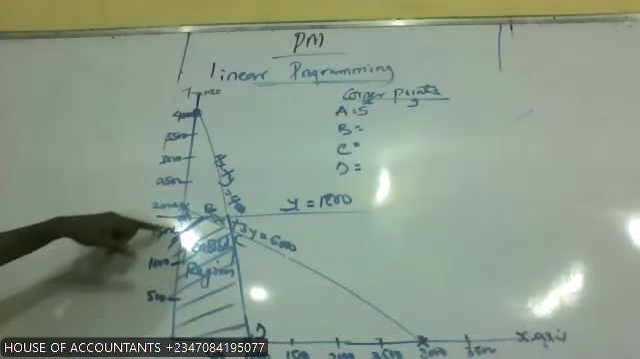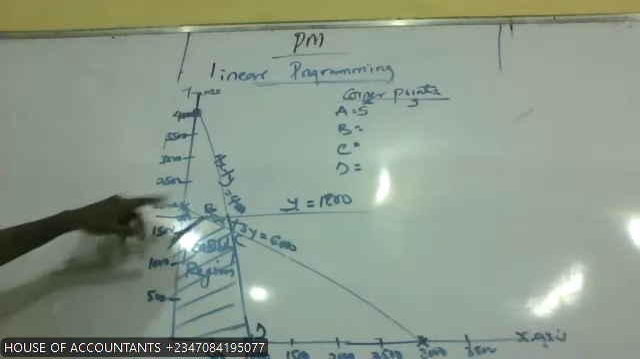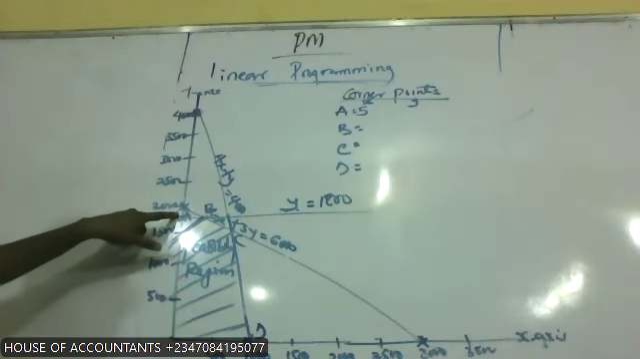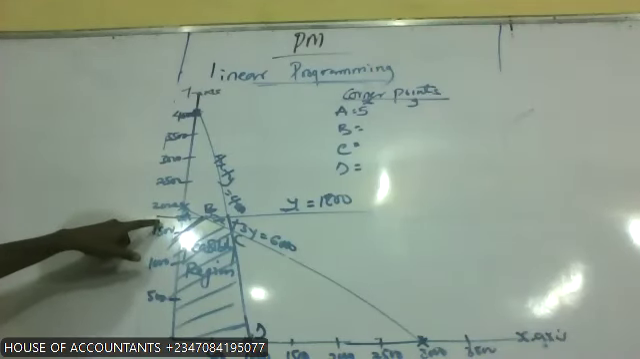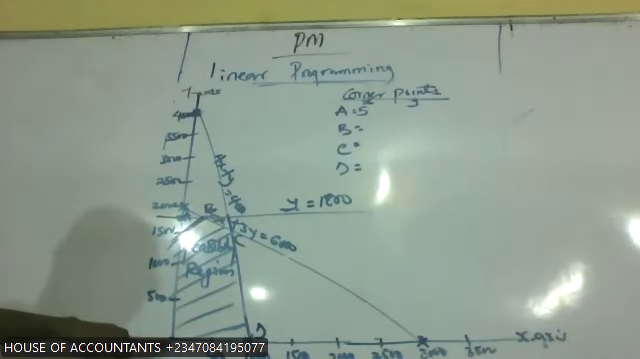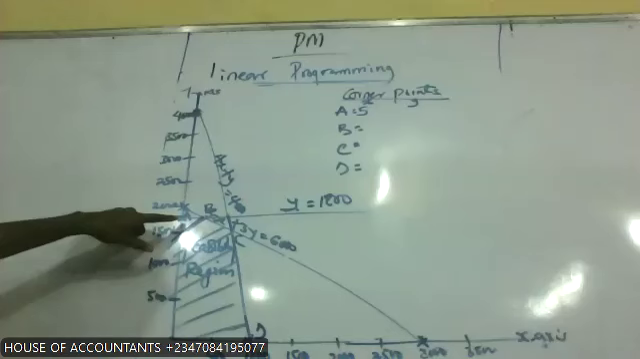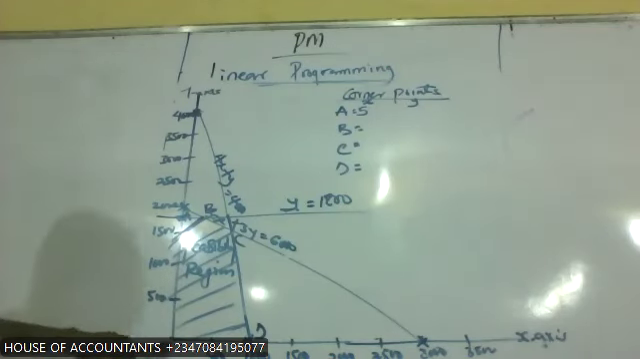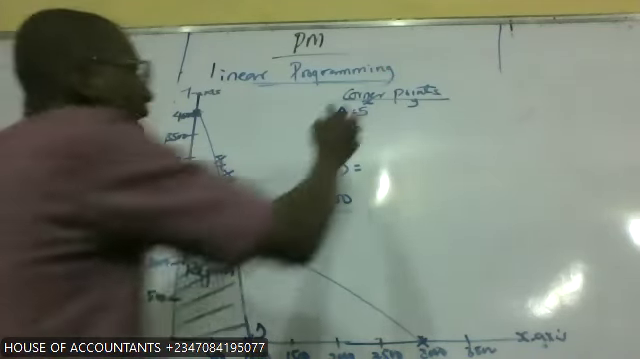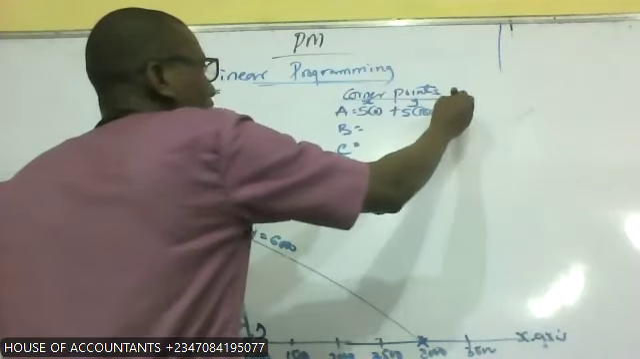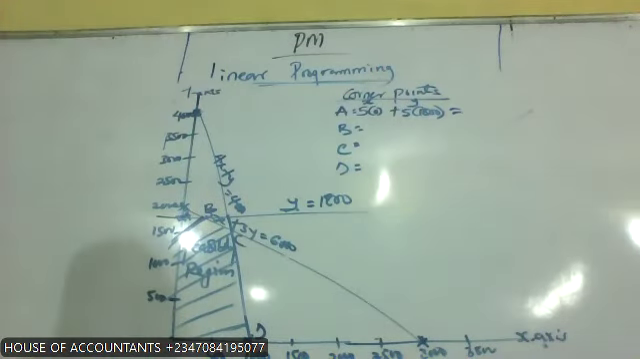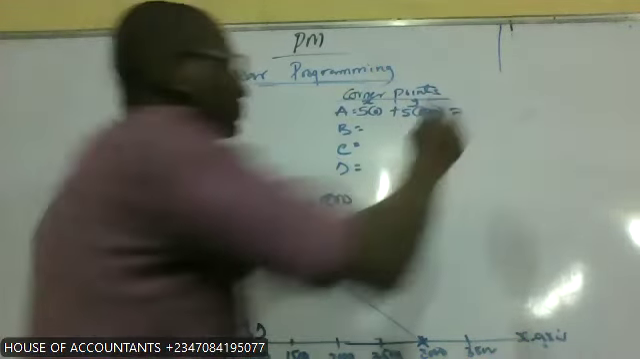That is point A. When X equals 0, Y is equal to 1/8, so Y equals 1,800. What is the total? 9,000.